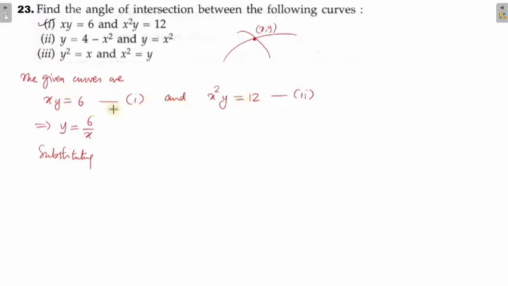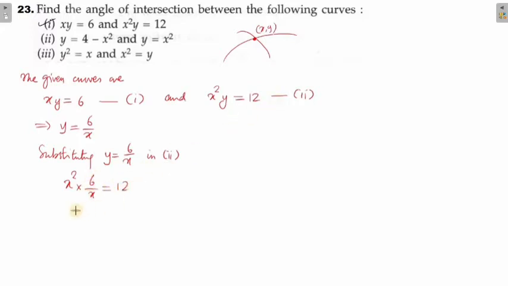So that's why y equals 6 by x will be valid for the second equation also. Okay, so substituting y equals 6 by x in 2, let's see what we get. So we get x square into y, y is 6 by x, is equal to 12.